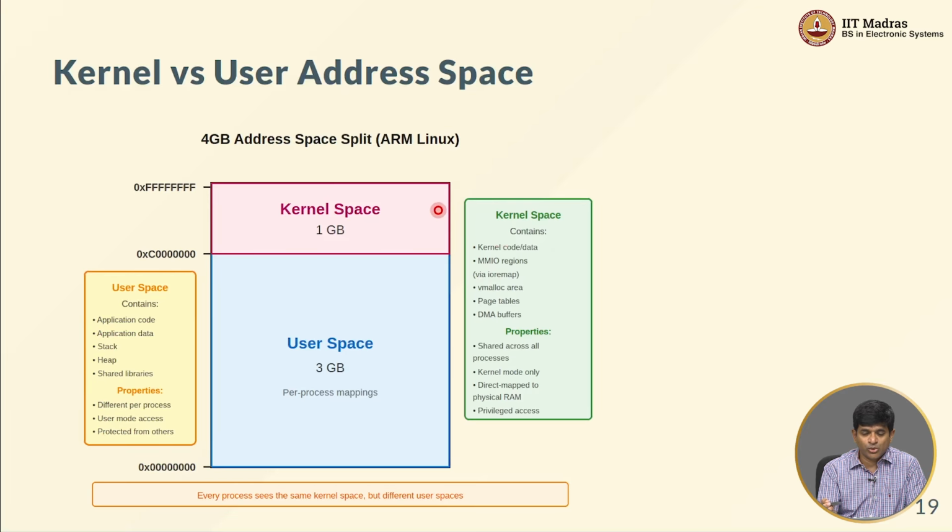Kernel space is a bit more special. It is actually shared across all processes, which means that all of them, when they try accessing this, will finally get mapped into the same physical frames. So this kernel space part of it is going to get mapped into the same set of physical frames. In order to access it or to run code from here, it can only be done in kernel mode.